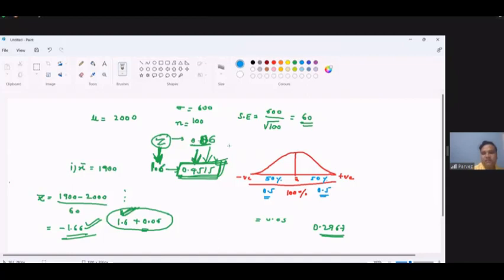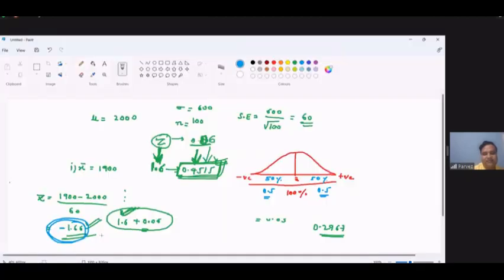Yeah. Correct. Now see here, this value was negative. So which side should I write, negative side or positive side? Left side, negative side. What was the probability value?